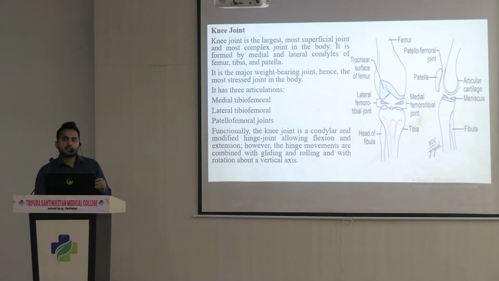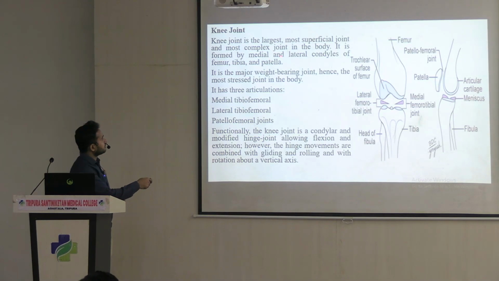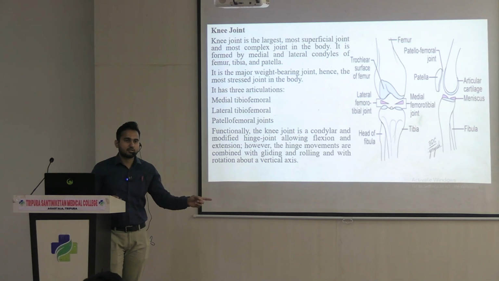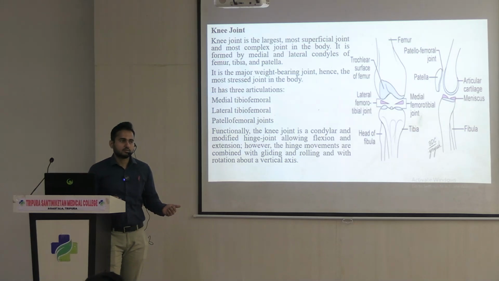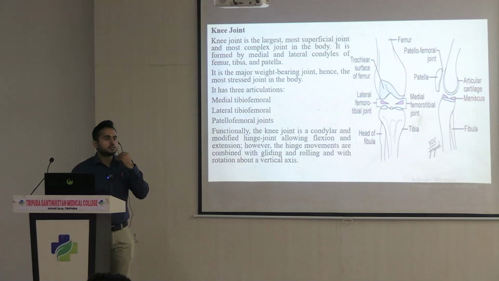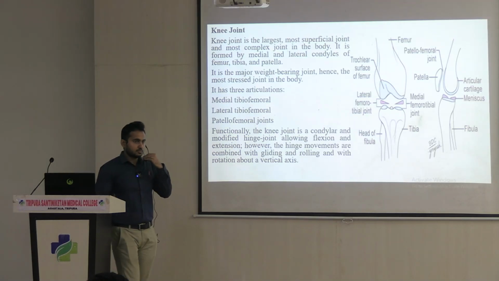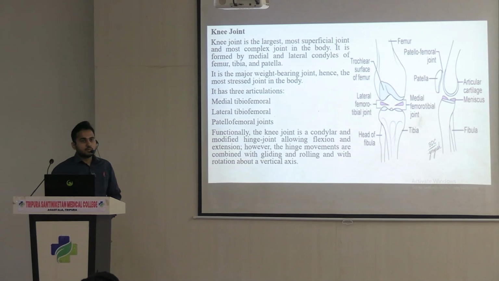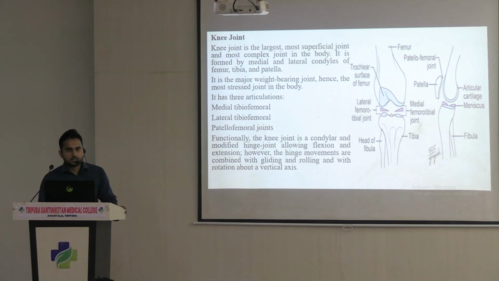Next, if anyone asks you the knee joint, how it is formed? The knee joint is formed between the medial and lateral condyles of femur and tibia, and along with that, patella is also included. Can anyone tell me which bone is excluded over here from this picture? Fibula. Fibula is excluded. Why? For what? Okay, so fibula is excluded from the knee joint.